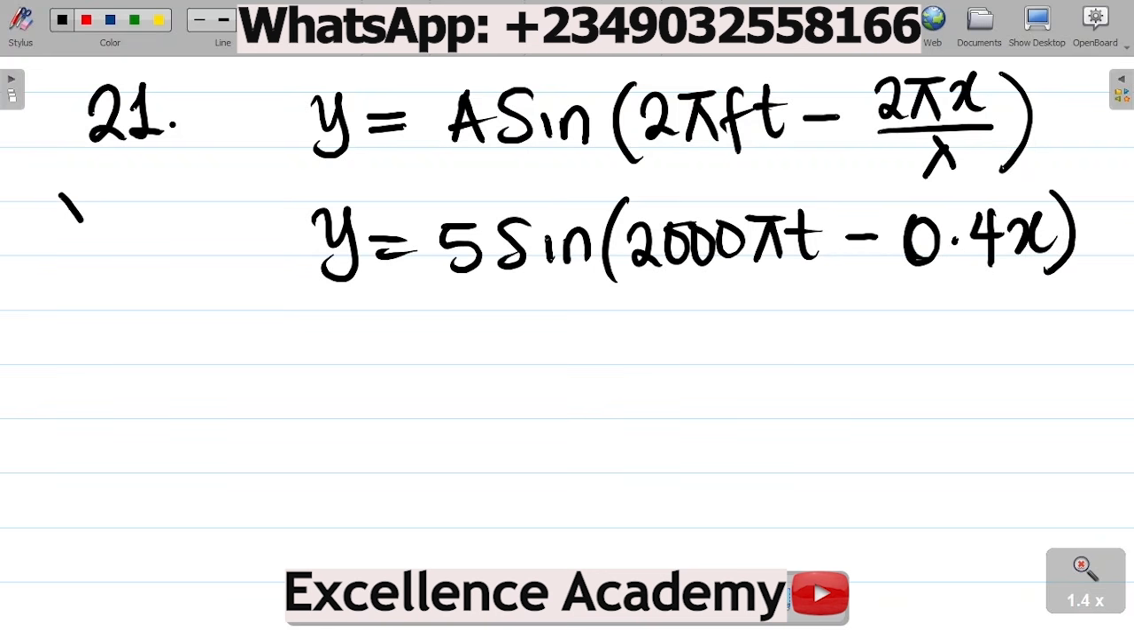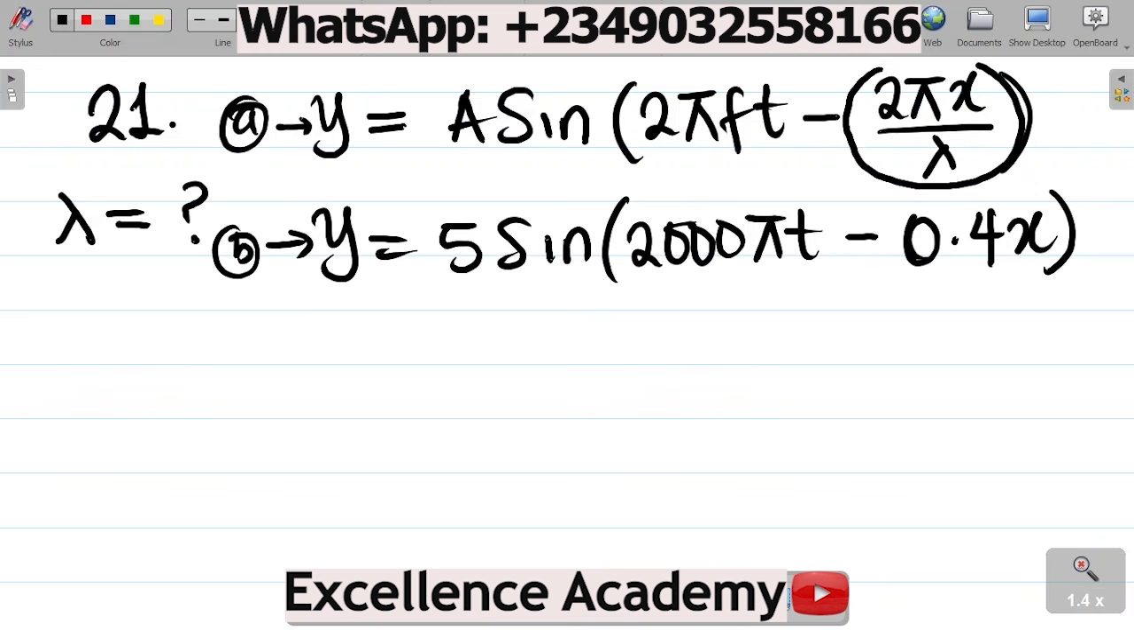The wavelength is simply lambda. So lambda is unknown, and we are asked to find lambda. How do you find lambda? What you do is a simple comparison. If you compare this equation, let's call this equation A, and then equation B, this one here, where can we find lambda? Observe that lambda can be found in this particular term that involves x.